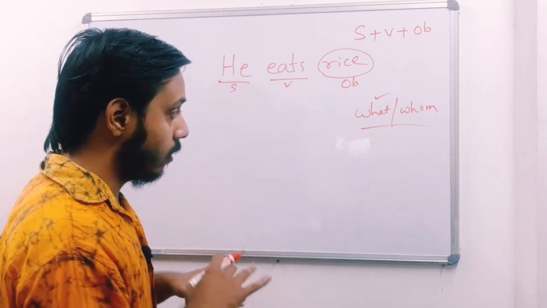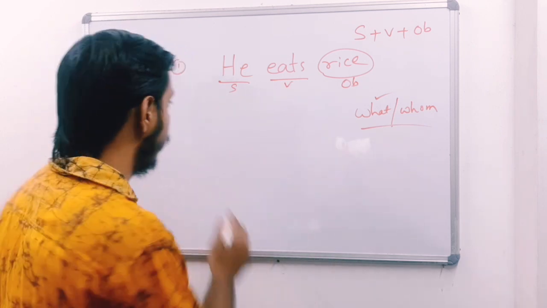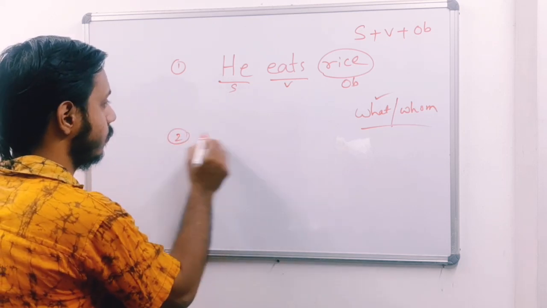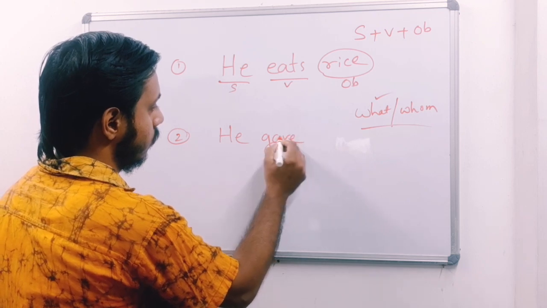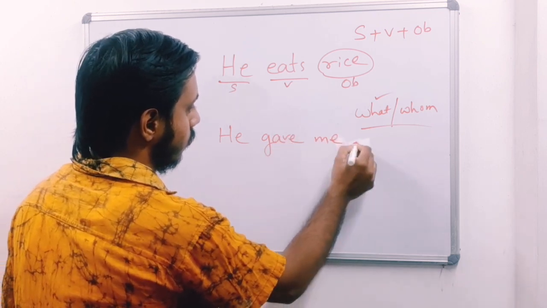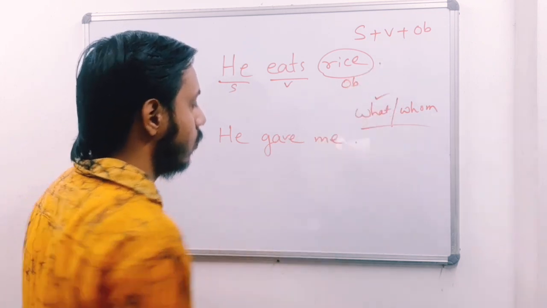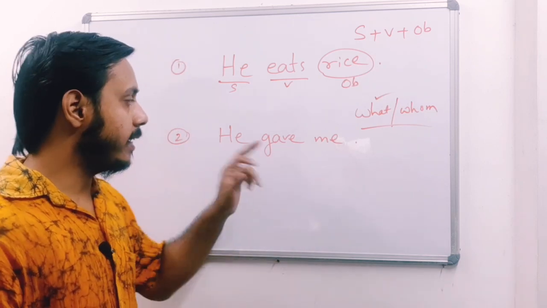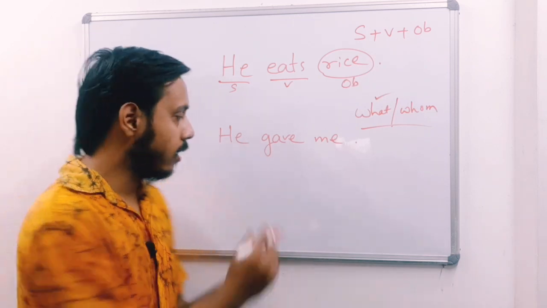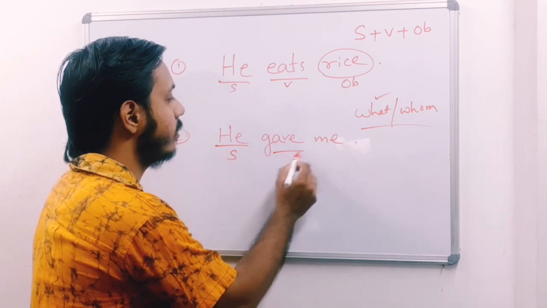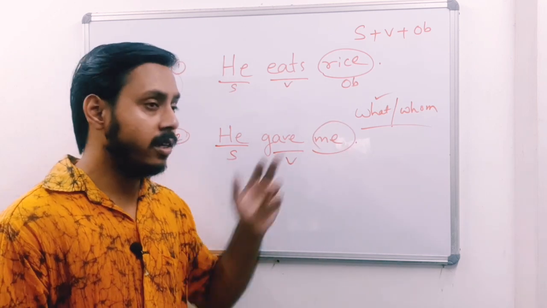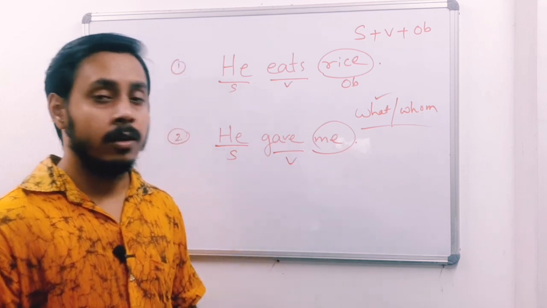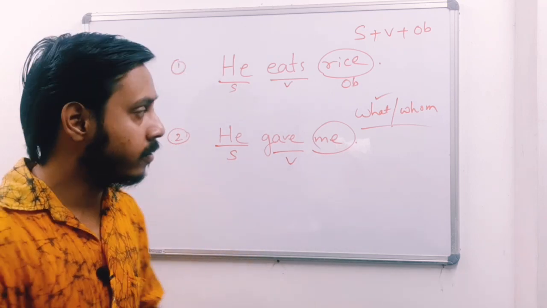Now let me give you one more example. Look at the sentence here: he gave me. Again, he is the subject here, gave is the verb. Then what about me? Is me here an object or not? How will you understand?